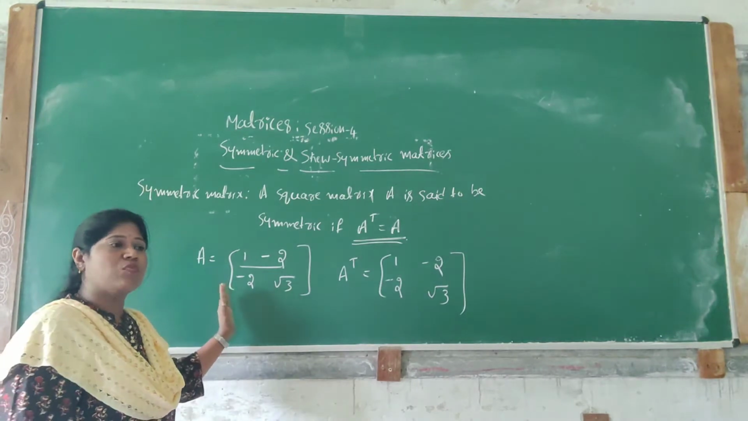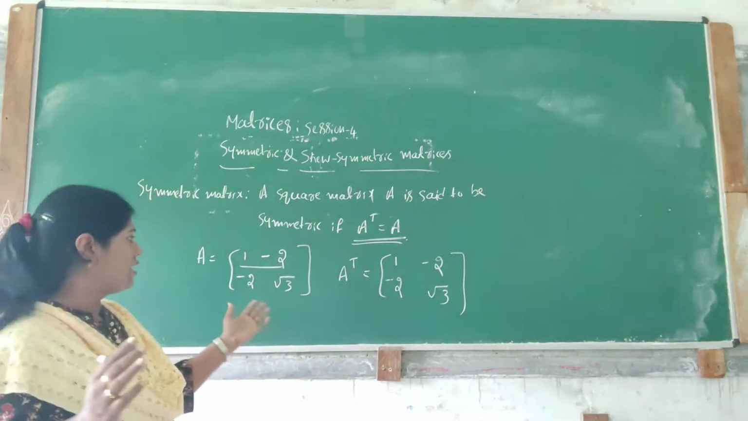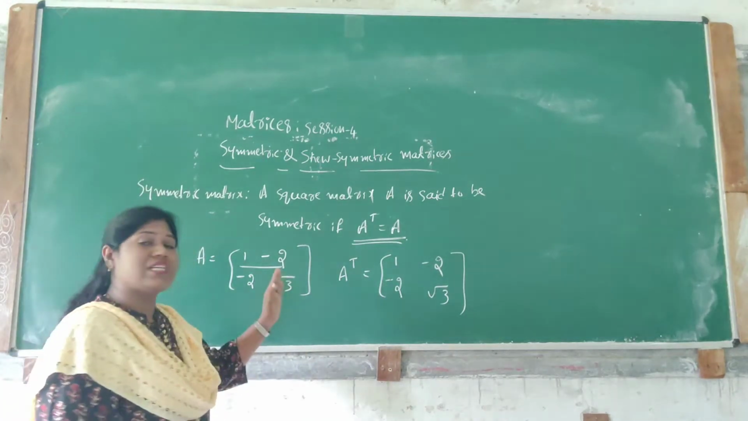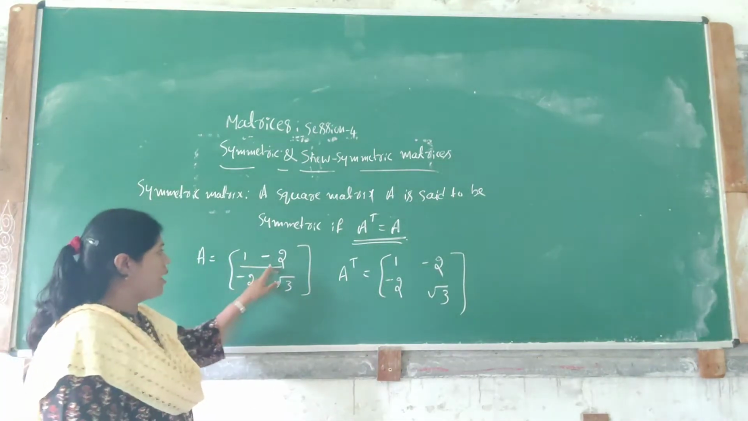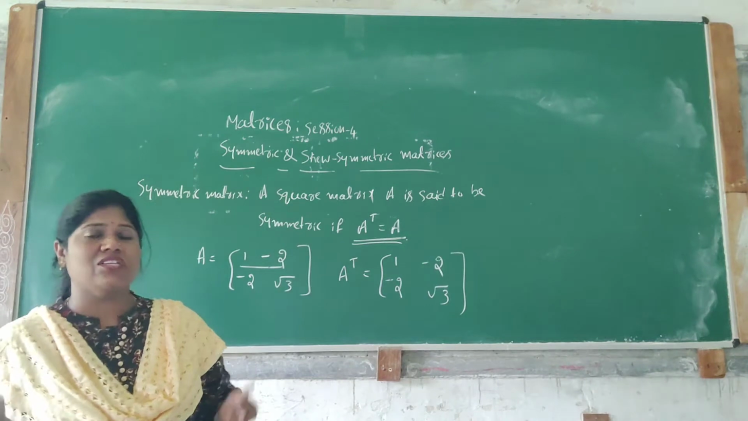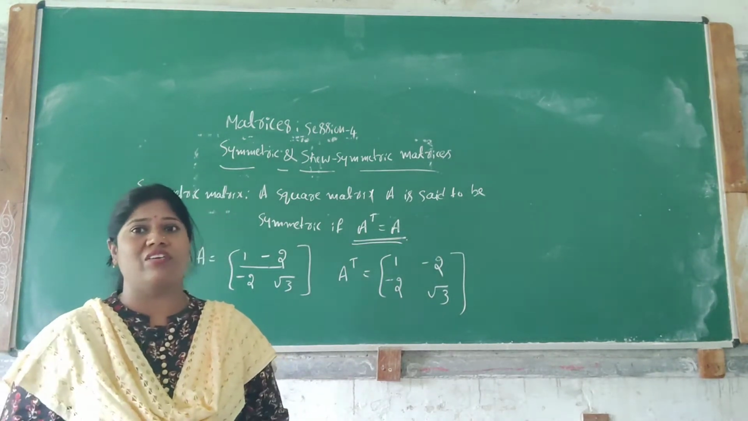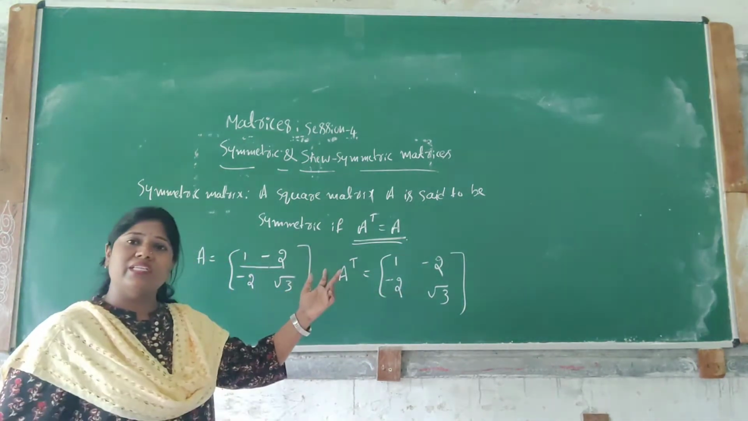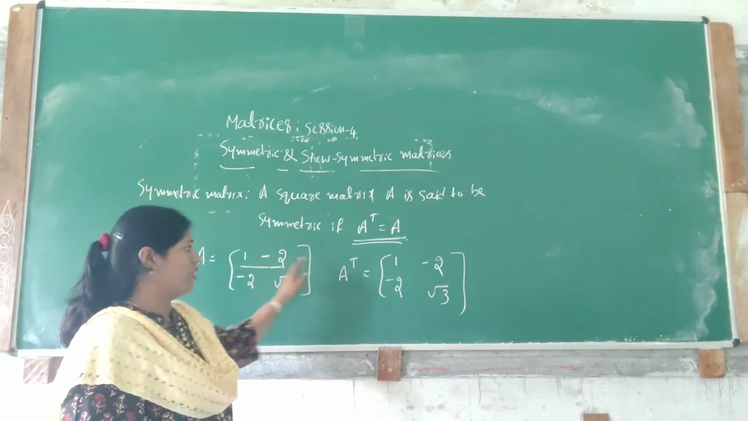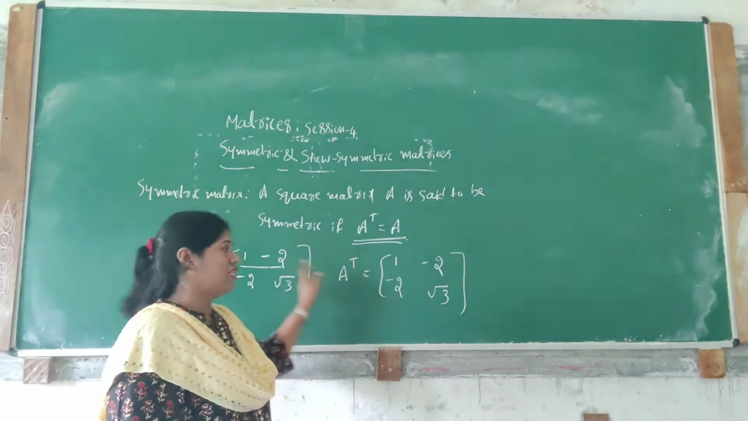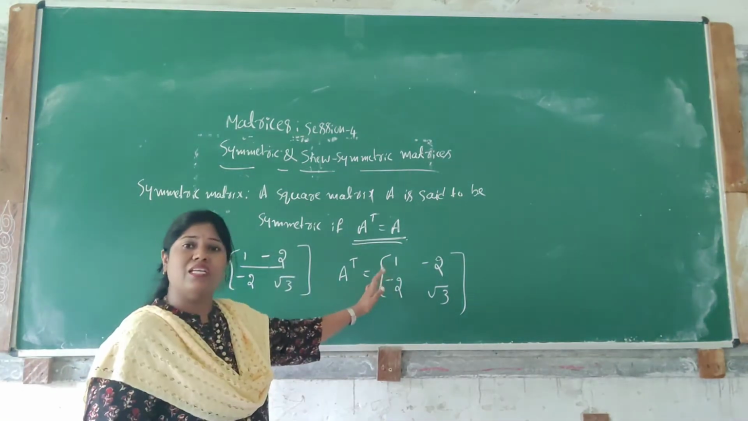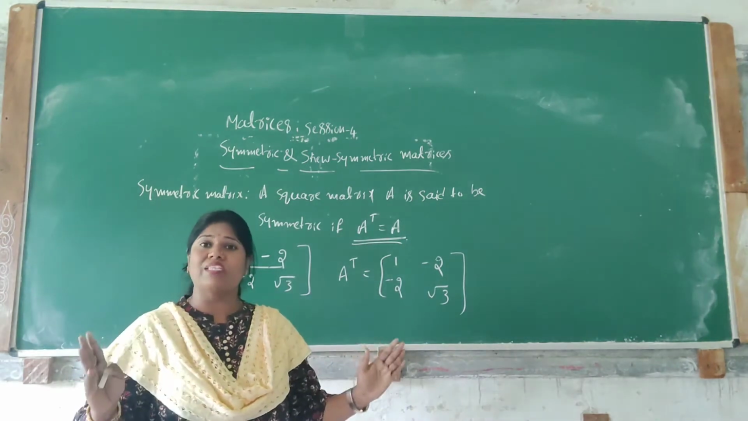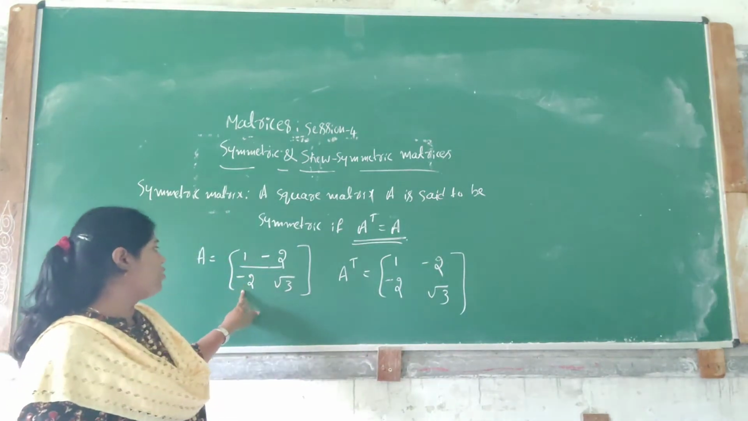We have to transpose this. How to transpose this? Interchanging of rows and columns is called the transpose of the matrix. 1, minus 2 is in the first horizontal line. The horizontal lines are called rows. We have to write it in columns. How to write it in columns? 1, minus 2 is in a row, no? We have to write it in a column, a vertical line instead of a horizontal line. So, minus 2, root 3.